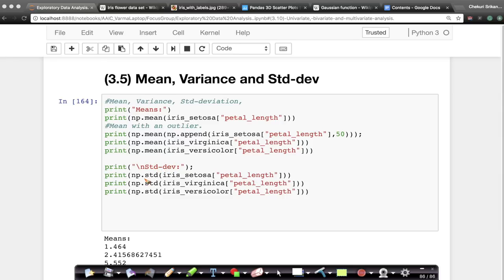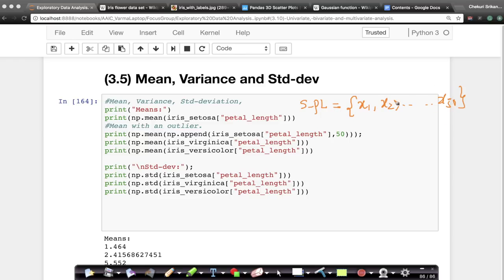So let's do one very simple thing. What is a mean? Mean basically means that if I'm given observations, so let's take your setosa petal lengths, I have 50 observations. Let's call them x1, x2, and so on, up to x50. So let me call them setosa petal lengths. So it's a set of 50 observations.